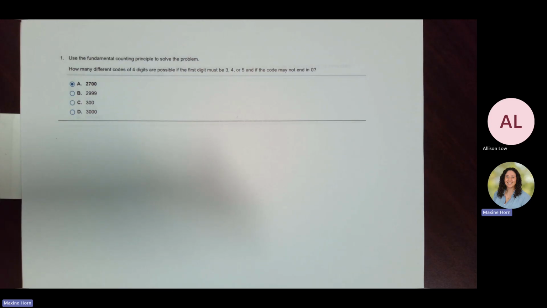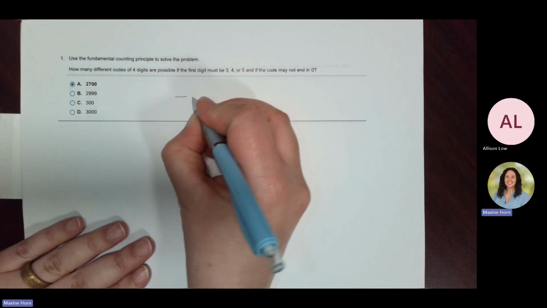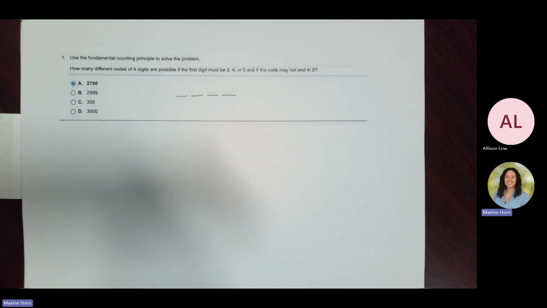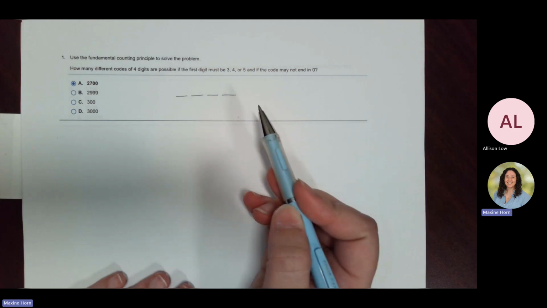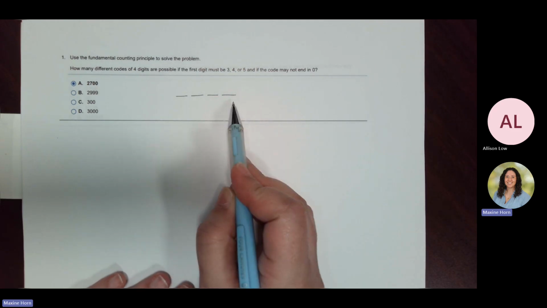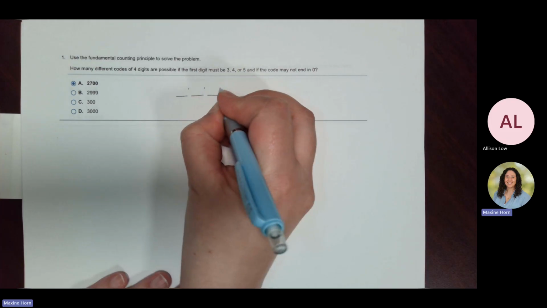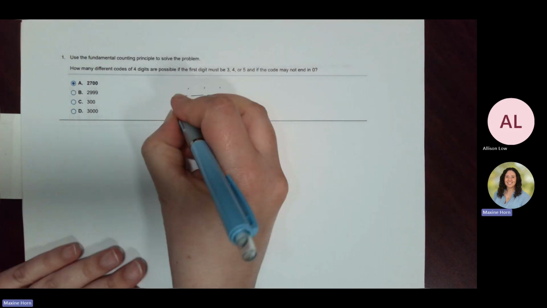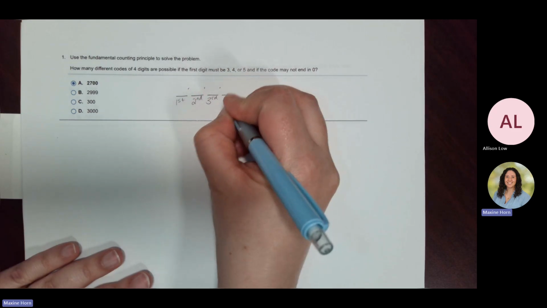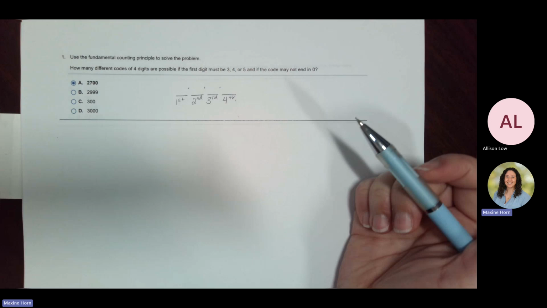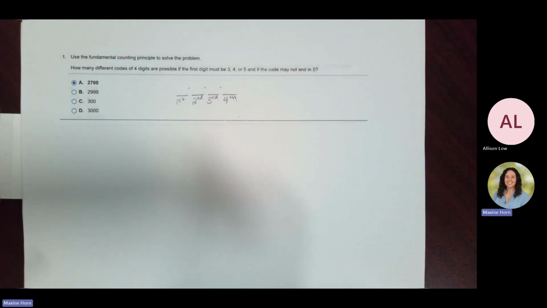Okay, so when it's talking about the fundamental counting principle, what we're going to do is essentially create some blank spaces for each of the digits, fill each of these spaces in with the number of options we have for each of them, and then multiply those things together. Okay, so this is a 4-digit code. So this is the first digit, this is the second digit, this is the third digit, and this is the fourth digit.